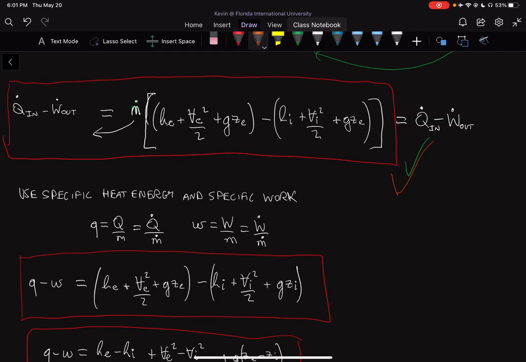So this concludes part 1 of Module 4. And in part 2 of Module 4, we're going to start looking at some example problems and how we can solve problems using this first law for open systems.